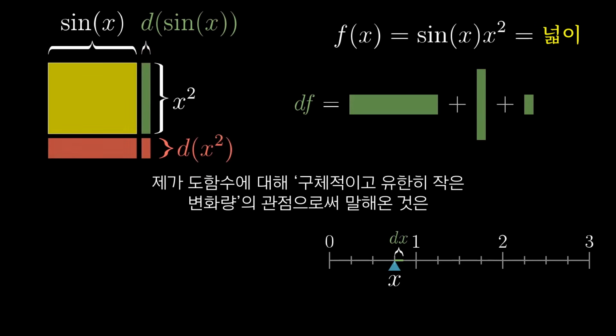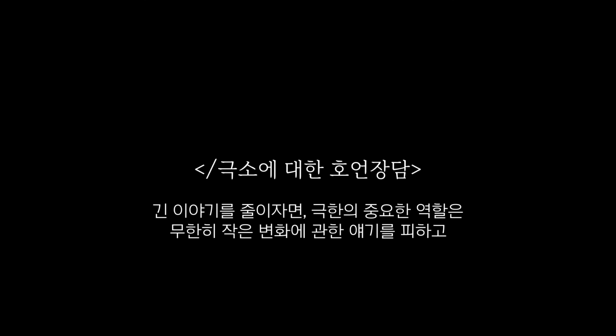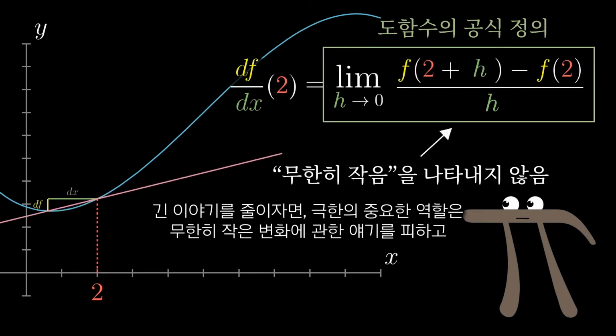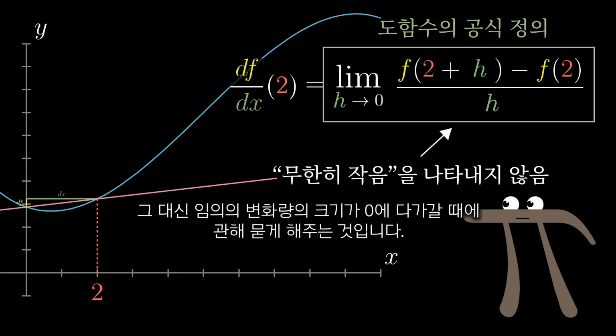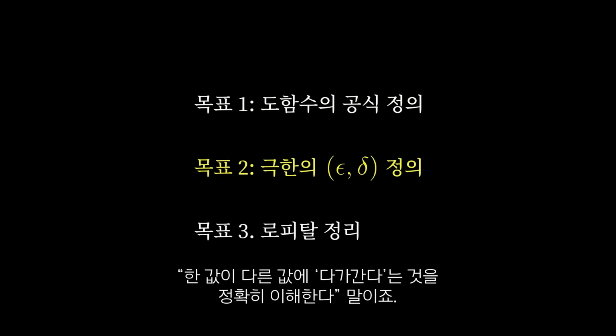Everything I've been saying about derivatives, with this concrete, finitely small nudge philosophy, is just a translation of this formal definition we're staring at right now. So, long story short, the big fuss about limits is that they let us avoid talking about infinitely small changes, by instead asking what happens as the size of some small change to our variable approaches 0. And this brings us to goal number 2, understanding exactly what it means for one value to approach another.